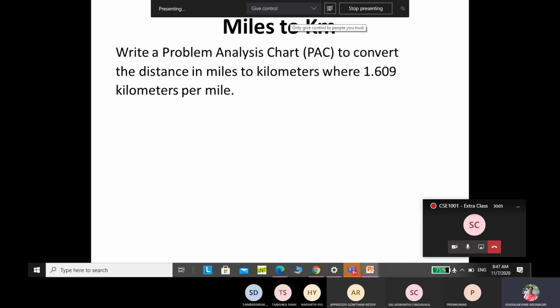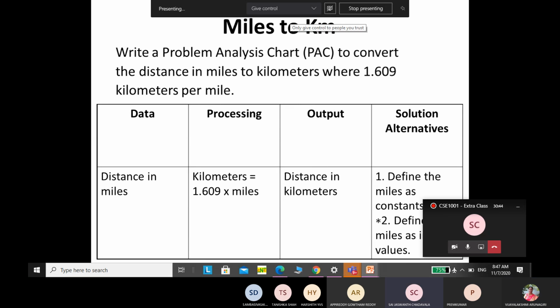How to write the PAC chart for that? What inputs do we need? Miles and kilometers. Kilometers also you want to take as an input? No, miles is the input, and the output is kilometers, because we are converting miles into kilometers. And what processing do we have to do? 1.609 into the miles. How many miles we have, that we want to convert.